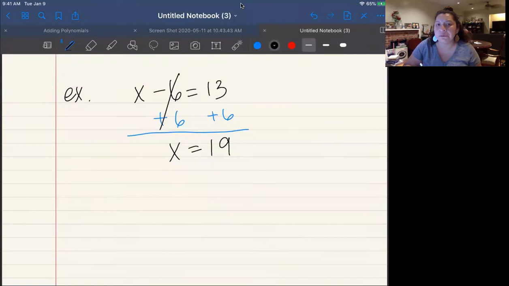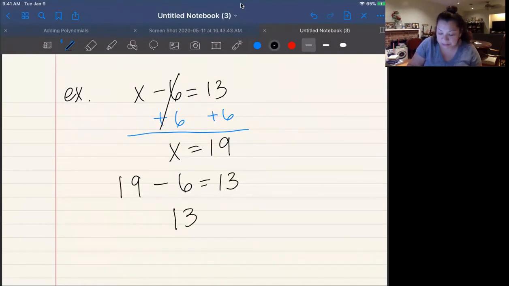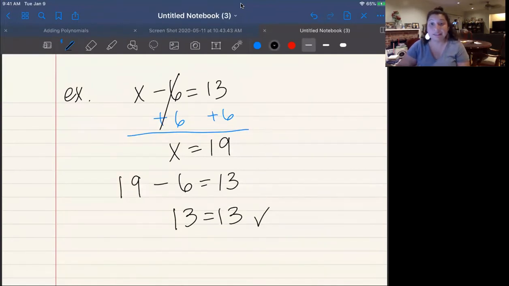Let's double check if we're correct, all right? I'm going to plug in 19 where the x is. So instead of x, I'm going to write 19 minus 6 equals 13. Is that correct? 19 minus 6 equals 13. 13 equals 13? Yes, it's correct. Good, right? We checked our answer. We plugged our number back into the variable to make sure it was correct. And since they're both equal to each other, then it's correct. We did a good job.